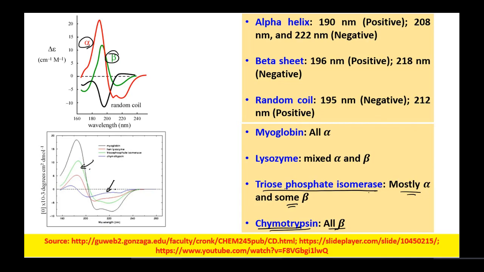However, we do not use this CD spectroscopy for concentration calculation. Mainly we use it for identifying the secondary structure of proteins. Okay, so with this I complete the chapter.